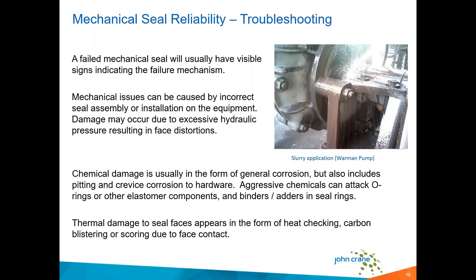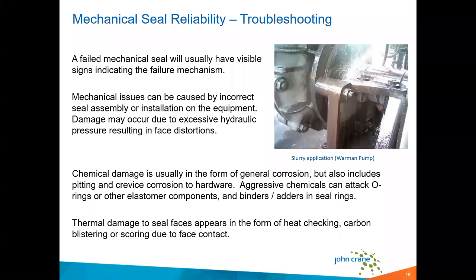And we have to identify why that is, and if there are any measures or steps that we can take to correct that. Chemical damage to hardware is usually some form of corrosion, but it can be localized pitting or crevice corrosion, such as under dynamic O-rings. If we have non-compatible material selected, then chemical attack can occur to the elastomers, the resins, or even the metal impregnations and the carbons themselves. And even some of the binders in some of the carbide seal rings can be susceptible to that as well.